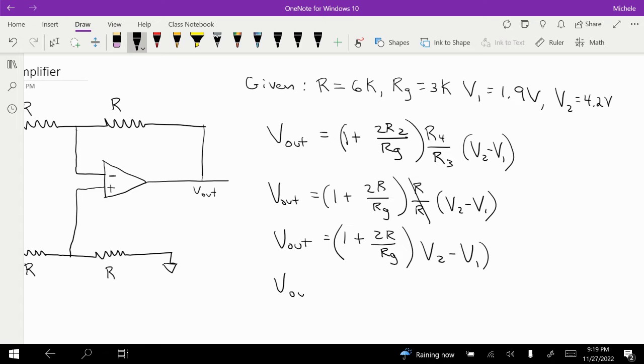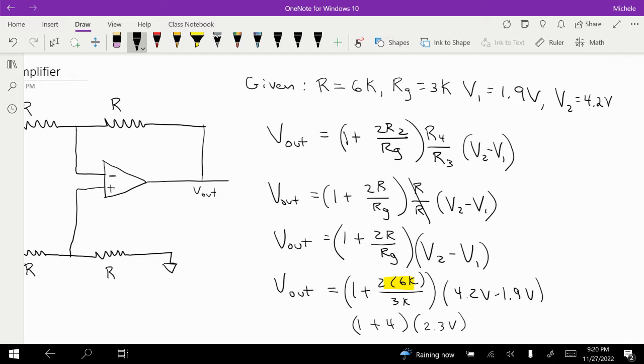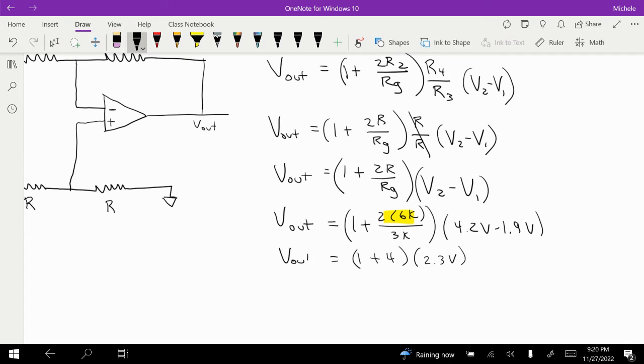We'll just plug in. V out then is equal to 1 plus 2 times, our R is 6,000, so 6K, divided by RG, which is 3K, times V2, so let me go back, times 4.2 volts minus 1.9 volts. And notice that this right here is 12 volts. So this gives me 1 plus 12 over 3 is 4, times 4.2 minus 1.9 is 2.3. When I do that multiplication, I get V out equal to 11.5. So that's our V out.